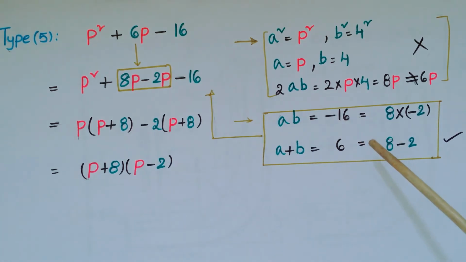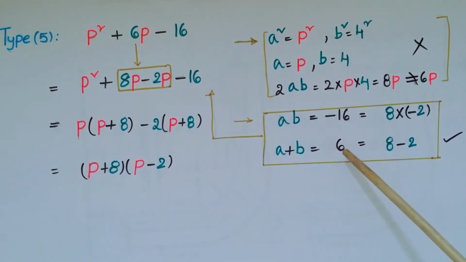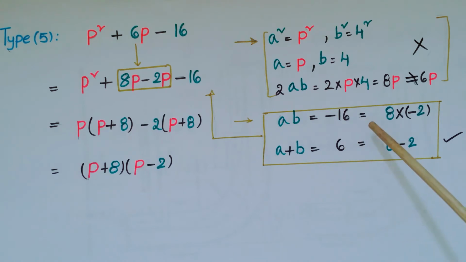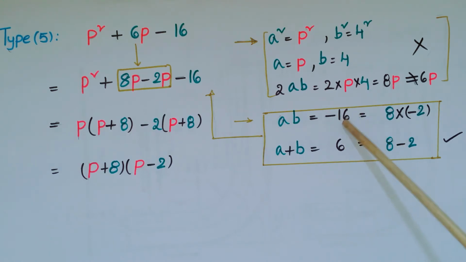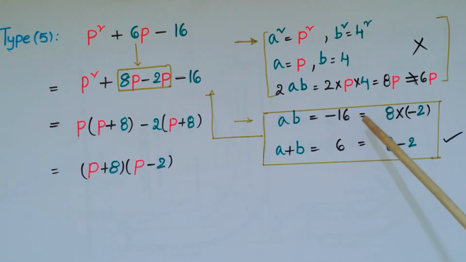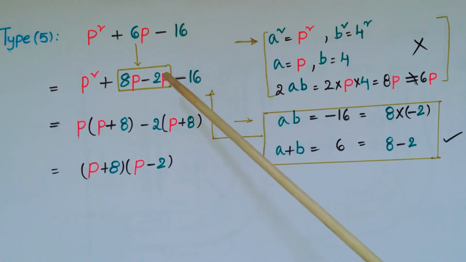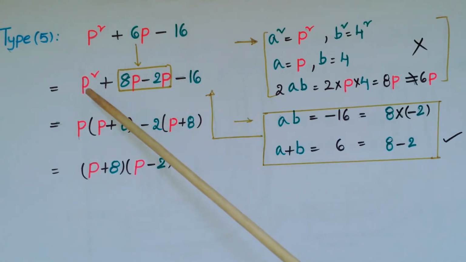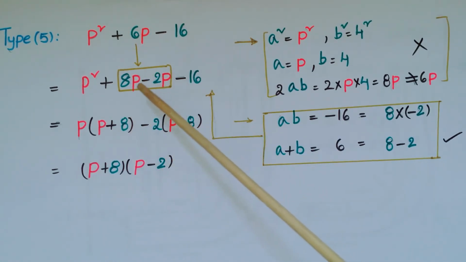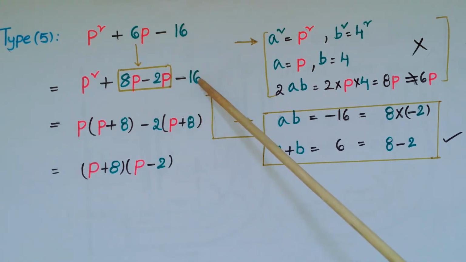Then choose two numbers. If you add those two numbers, that should be 6, and if you multiply those two numbers, that should be minus 16. Those numbers are 8 and minus 2. So 8 minus 2 is equal to 6 and 8 into minus 2 is equal to minus 16. Then apply these two values here, 8 and minus 2. So p square plus 8p minus 2p, then that is 6p, minus 16.